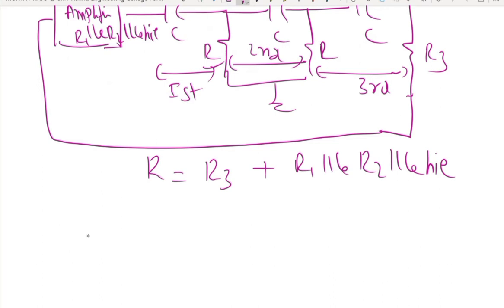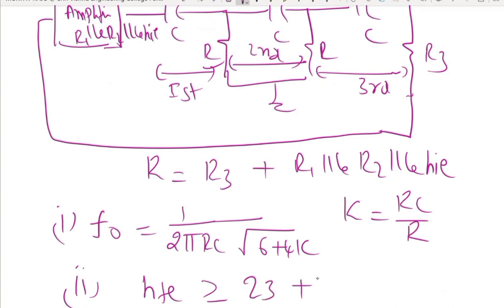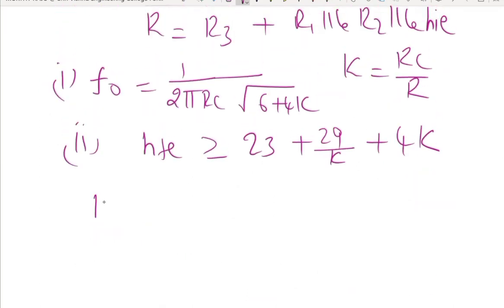For design of the feedback network, we use the following expressions. F0 is equal to 1 by 2 pi RC square root of 6 plus 4k, where k is equal to RC by R. This is the first expression. Second expression is HFE greater than or equal to 23 plus 29 by k plus 4k. K is equal to RC by R.